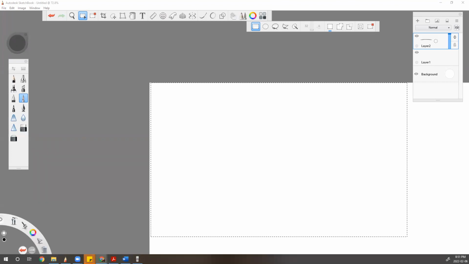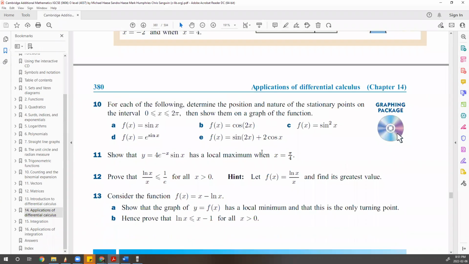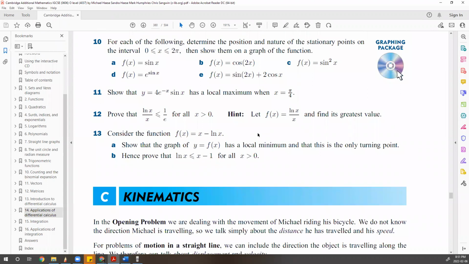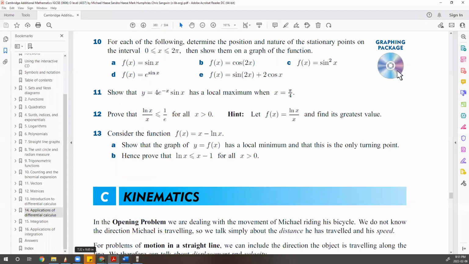Okay, now number 10, BCD. Wow, okay, last 3 numbers. Oh, remember this trigonometry BCD, yeah?